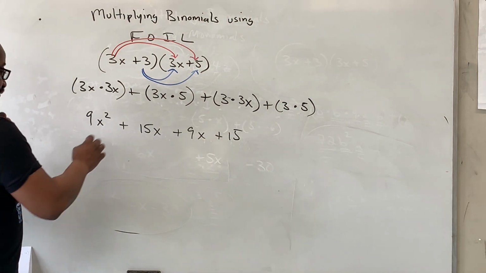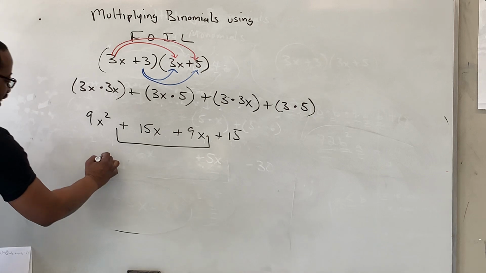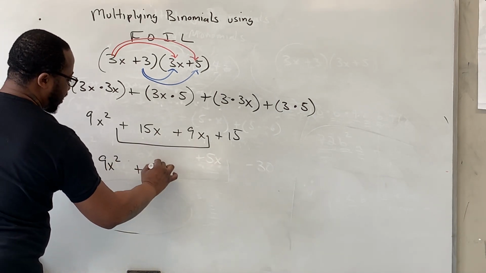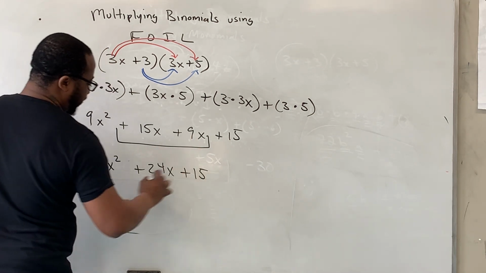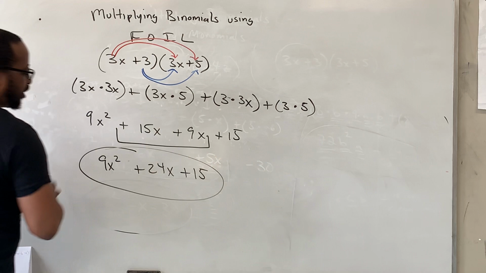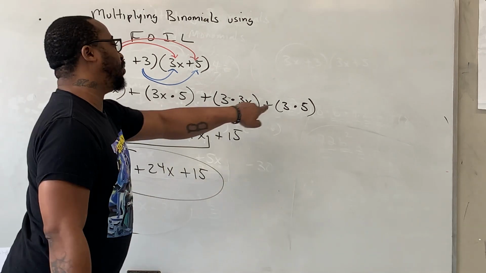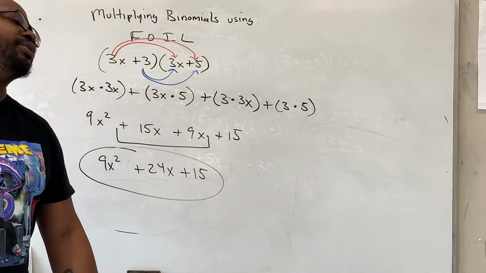Now, like I said in the FOIL, the only things that go together are the middle ones. So I'm going to have 9x squared, 15 plus 9 is going to give me 24x, plus the 15. So this is going to be my final answer. This is how you do the work. I would suggest that people do this so you can always look back at your work. If you made a mistake, you can always use your fingers and go through it, okay?